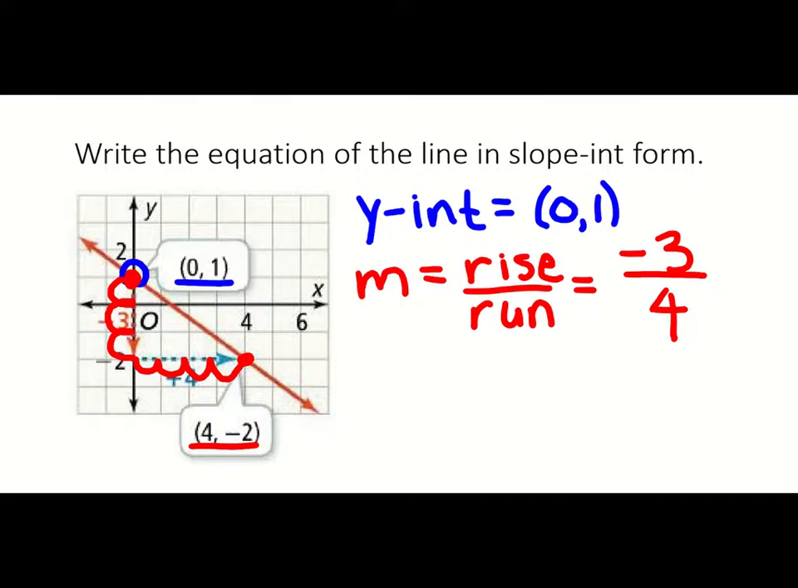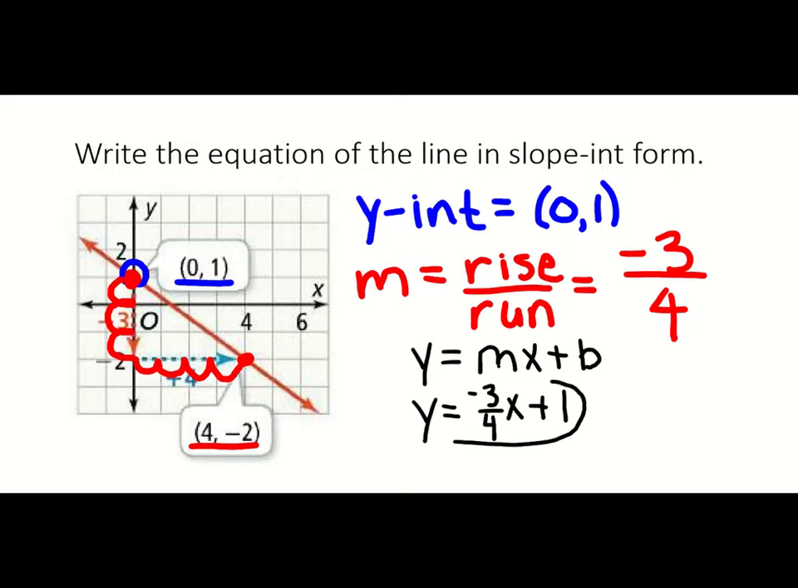Once you identify the y-intercept and the slope, we're then going to take those numbers and just plug them into the equation y equals mx plus b, our slope-intercept form. So y equals doesn't change. m was negative 3/4. The x stays. And the y-intercept was positive 1, so I'm going to write plus 1. So our equation of this line is y equals negative 3/4 x plus 1.